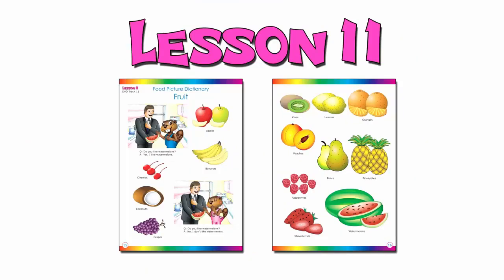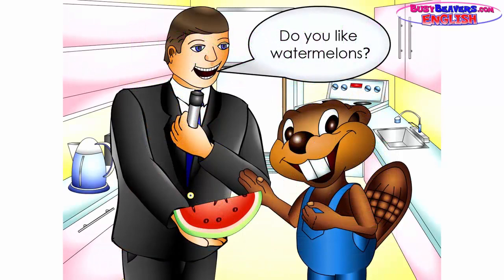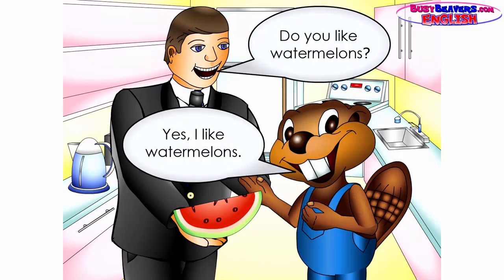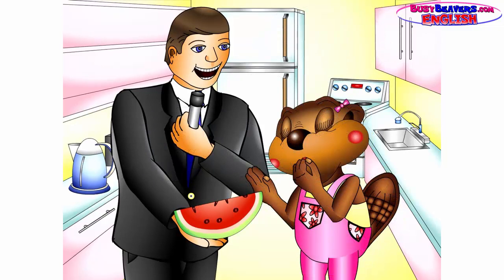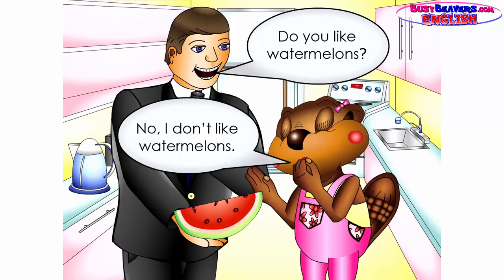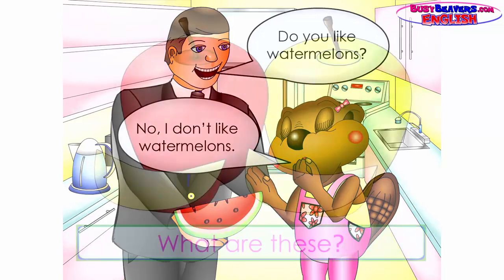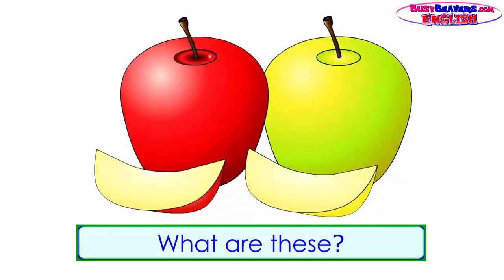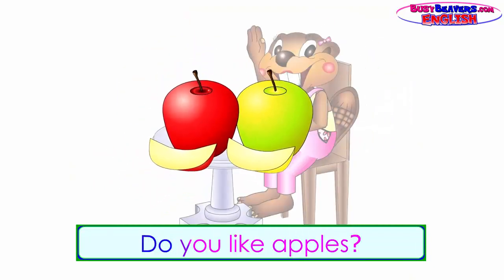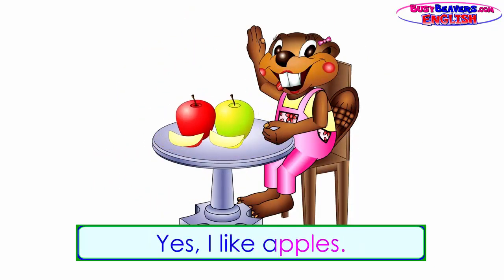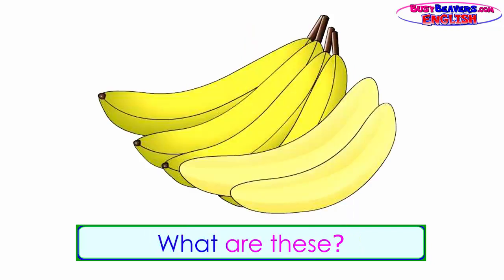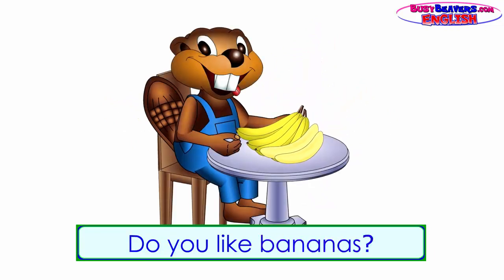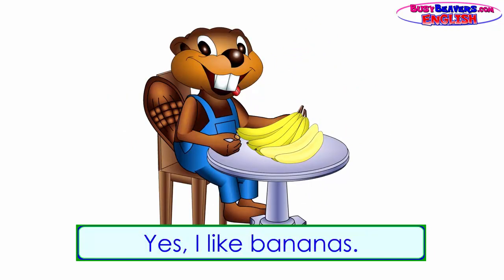Lesson 11. Fruit. Do you like watermelons? Yes, I like watermelons. Do you like watermelons? No, I don't like watermelons. What are these? Those are apples. Do you like apples? Yes, I like apples. What are these? Those are bananas. Do you like bananas? Yes, I like bananas.